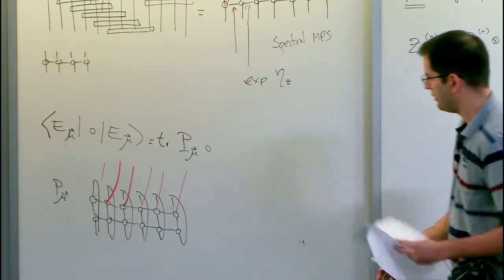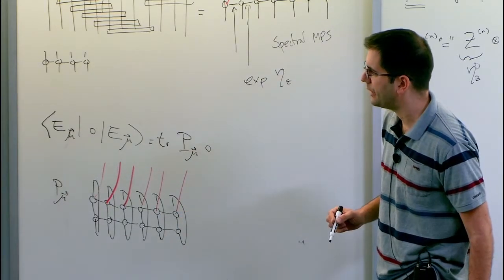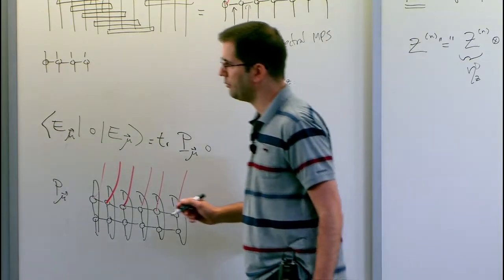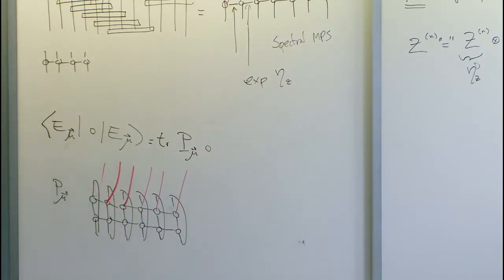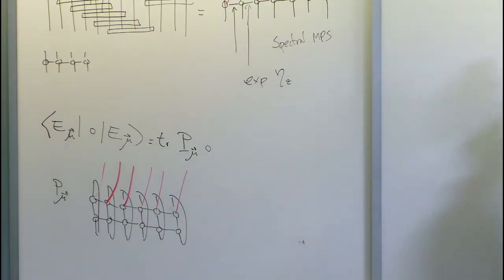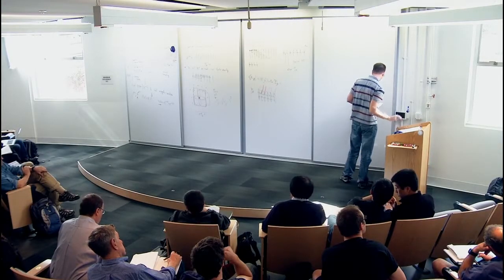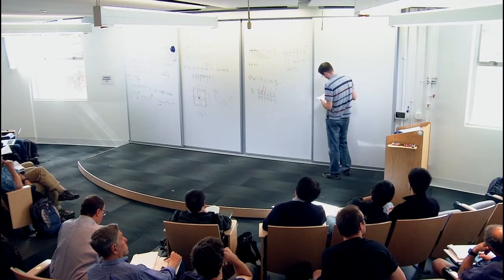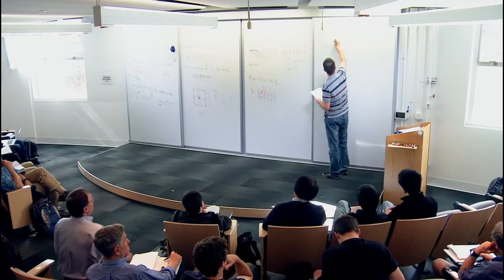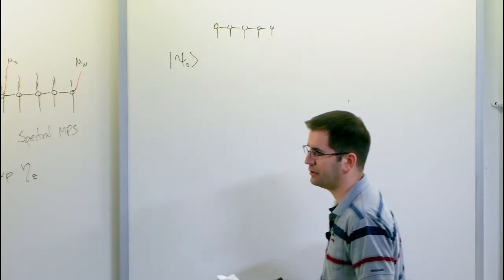Okay, so maybe then what I want to mention is that from this spectral tensor network, you can compute other quantities, and in particular, time evolution is nice. So for the time evolution, what we want to do is we have some initial state, psi 0, which I'm going to assume that I can represent as a matrix product state. Okay, that's my assumption.